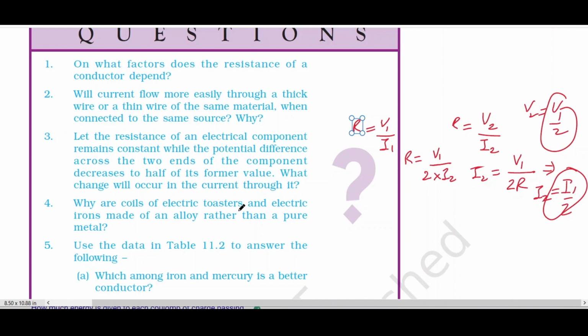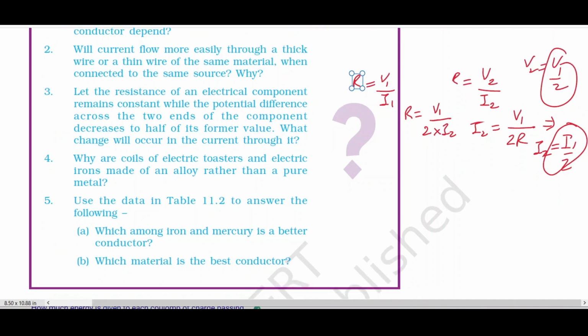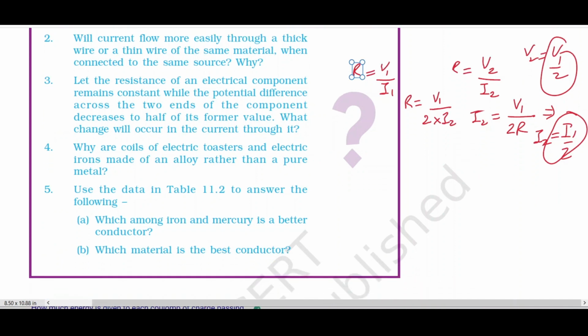Why are coils of electric toaster and electric irons made of alloys rather than pure metals? Because they do not oxidize and burn, right? Use the data in the table 11.2 to answer the following. Which among iron and mercury is a better conductor? And second, which material is the best conductor?